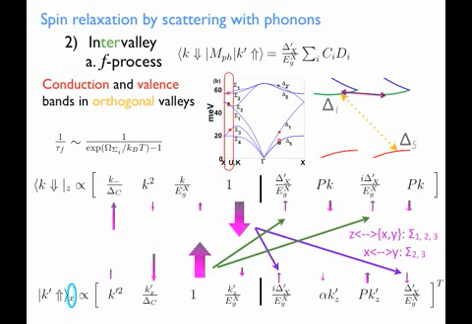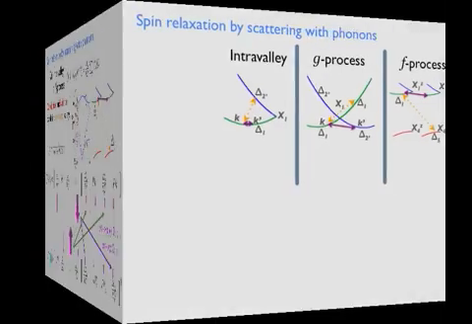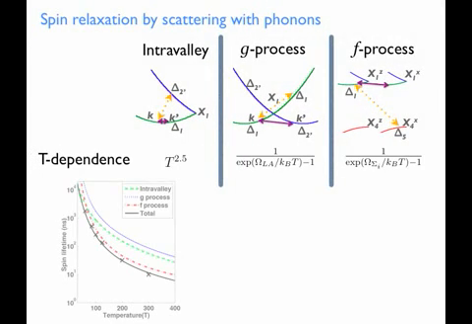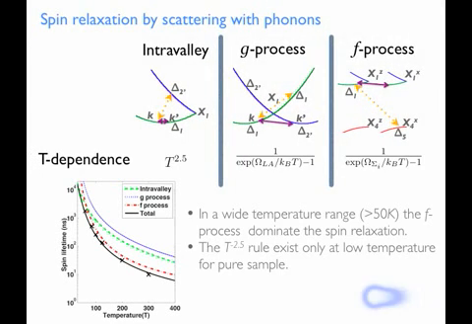And we summarize all the 3 processes by plotting the spin lifetime resulting from each of them independently. It turns out that in this figure, the f process by the red curve gives the shortest spin lifetime, which is the major effect above 50 Kelvin, where the sigma phonons begin to play a role.